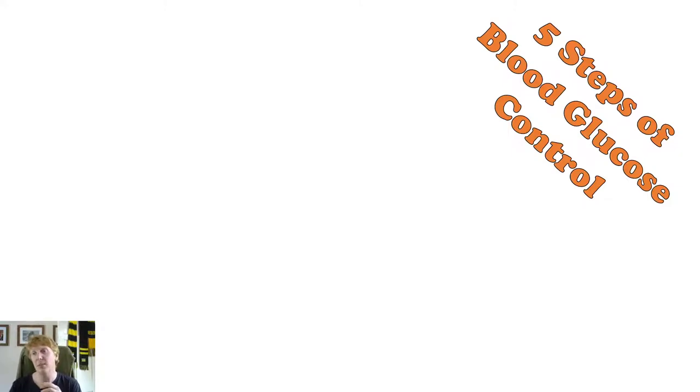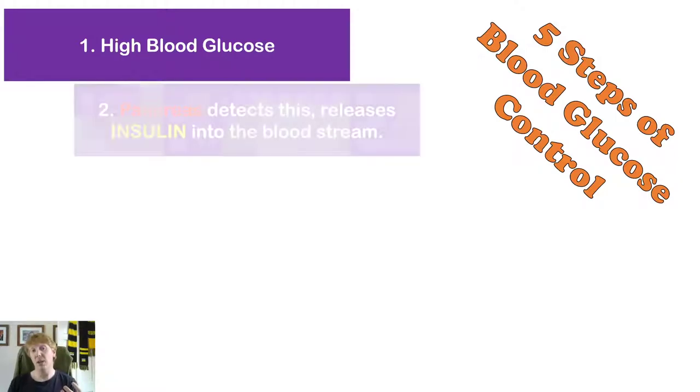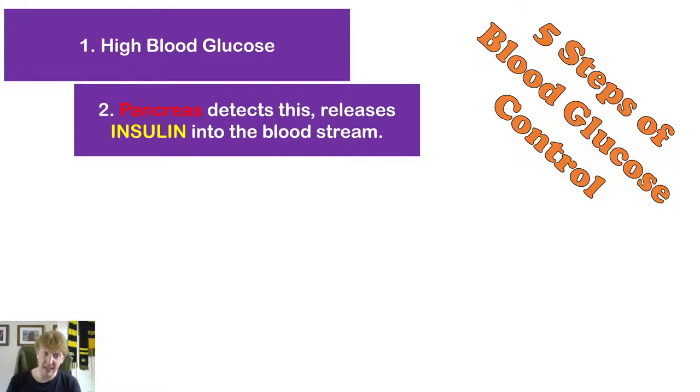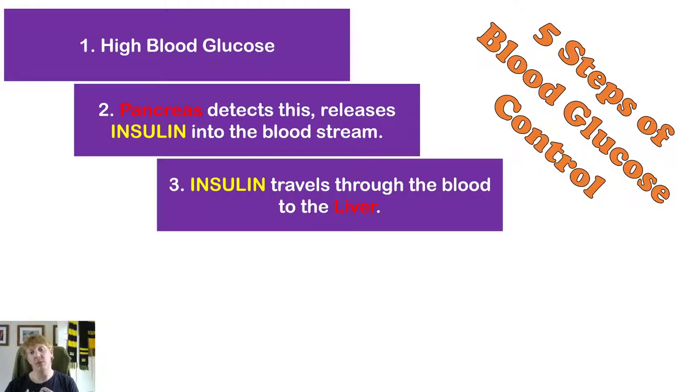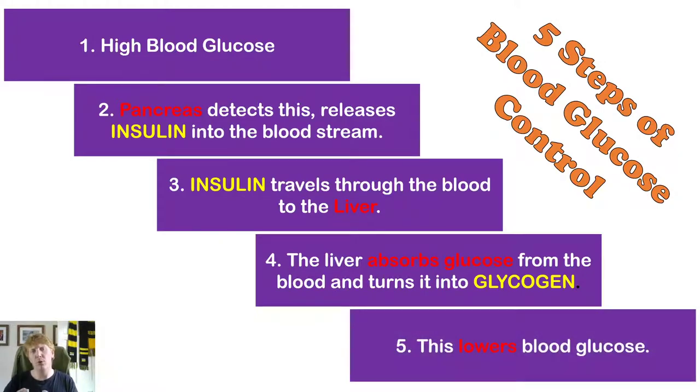And there are five steps to control blood glucose. Step one is if you have a high blood glucose level because you've just eaten a whole lot of sugar, and this is the only context you need to deal with it in foundation, okay? So high blood glucose, the pancreas will detect this and it will release insulin into the bloodstream. Insulin will travel through the blood to the liver. The liver absorbs glucose from the blood and turns it into glycogen, because the liver, when it gets the signal from insulin, goes, oh, I need to turn this glucose into glycogen. So it'll absorb the glucose, turn it into this storage molecule called glycogen, which will pull the glucose out of the blood or lower blood glucose, okay?